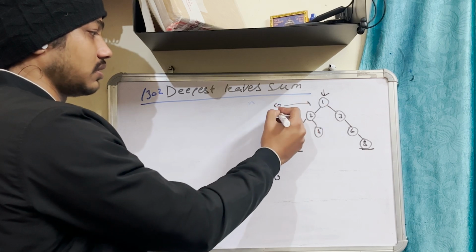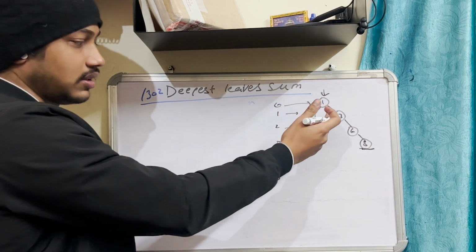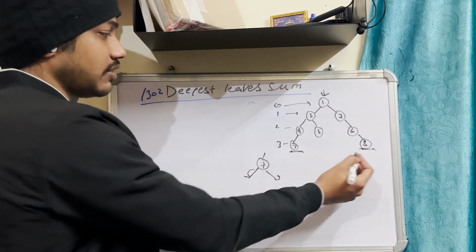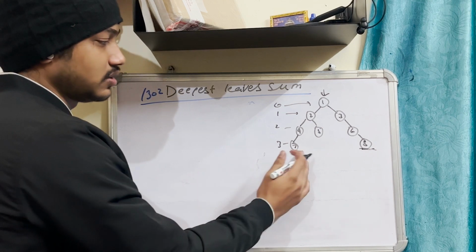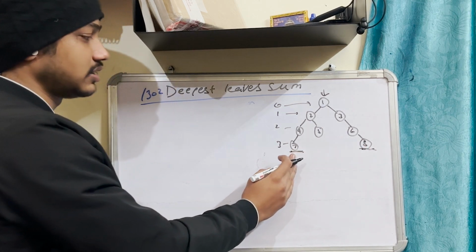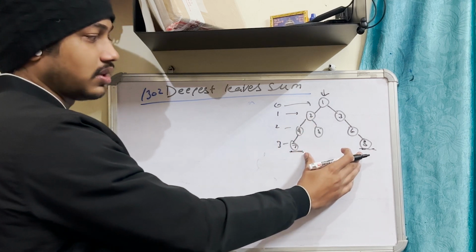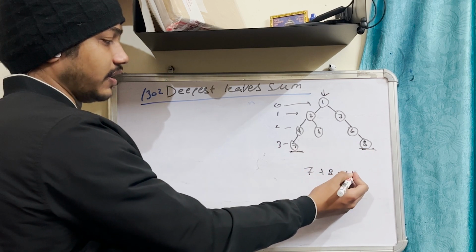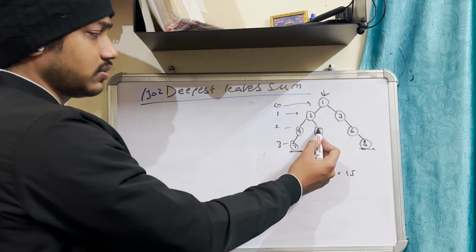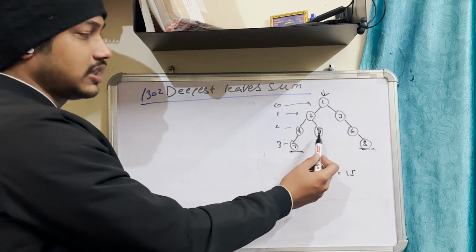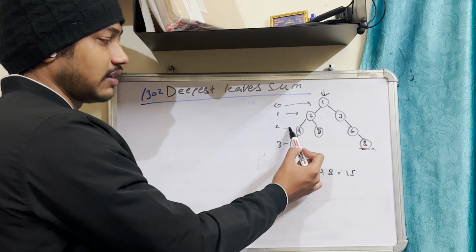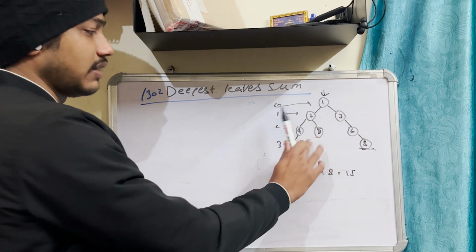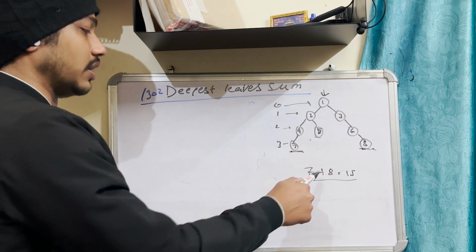If we consider this as the zeroth level and this is the third, this will be the third level, which will be the last level. These nodes are leaf nodes, and the sum of the deepest leaf nodes of this tree will be 7 plus 8, which will be 15. If you look closely, this is also a leaf node, but it is not at the deepest level, it is at the second level. So we won't add its value, 5, in our answer. So it will be 15 only.